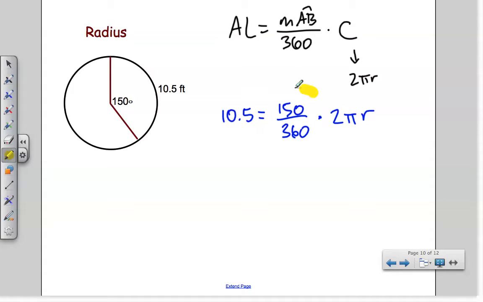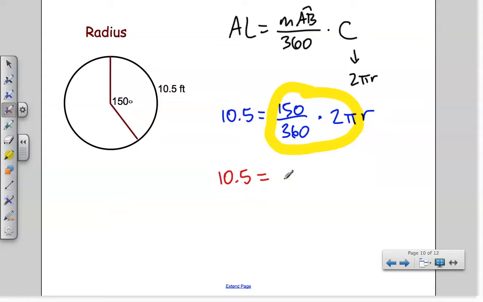Now, if I'm going to solve this, I would just do all of this on my calculator, figure out a decimal in front of that r, so I'm going to do 150 divided by 360 times 2 times pi. Some of you might be wondering, could I have multiplied by the reciprocal there? Yeah, absolutely, and then you would divide by 2 and pi. There are a lot of different ways to solve for this. It's just whatever you feel the most comfortable doing.